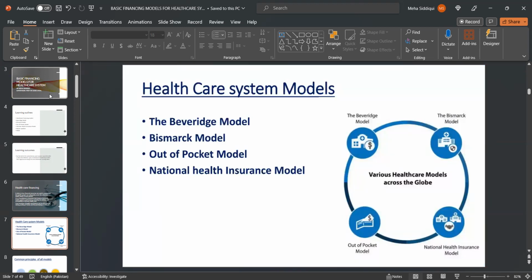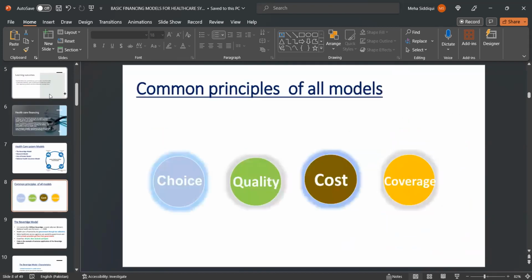Now, these are the four models of the healthcare financing system. First, we will discuss the Beveridge model, then the Bismarck model, the out-of-pocket model, and the national health insurance model. The common principles of all models are choice, quality, cost, and coverage.